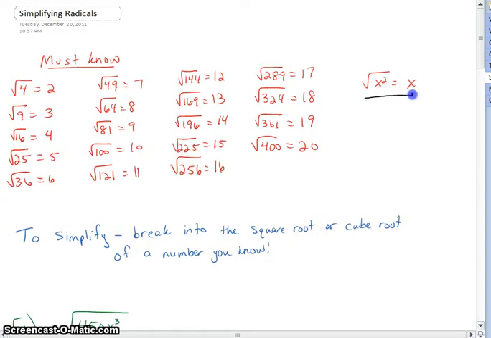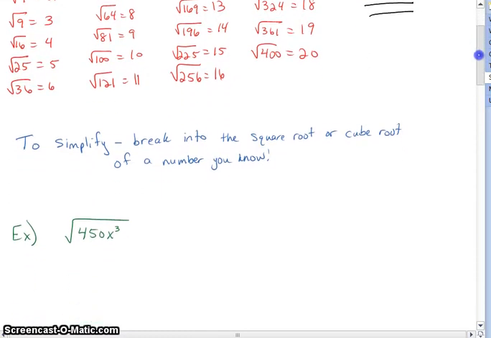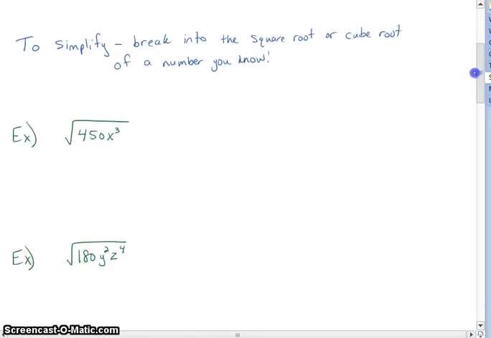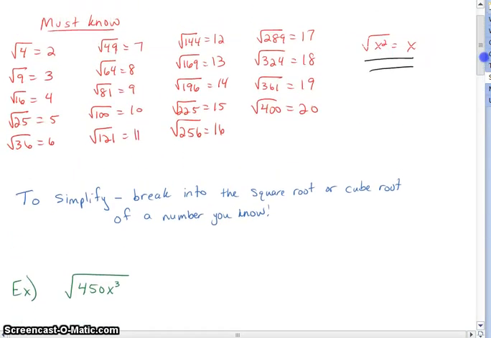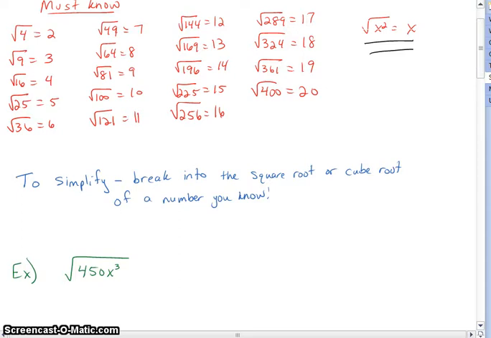And then just a reminder that the square root of x squared is always x. So if I have a variable, I want to break it into x squareds because I know the square root of that. Alright, so remember to simplify, we're breaking it into the square root or cube root of a number that you know. So for 450, I'm looking at my list. Do I know the square root of 450? No. But what do I know the square root of that can help me? So I'm going to break 450 into 225 times 2. I know the square root of 225, it's right there.